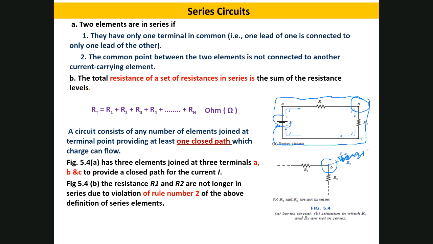So the flow of the current goes from R1 to R2, then back again to the source, if I have a source, okay, then back again. This closed loop, we call a series circuit.